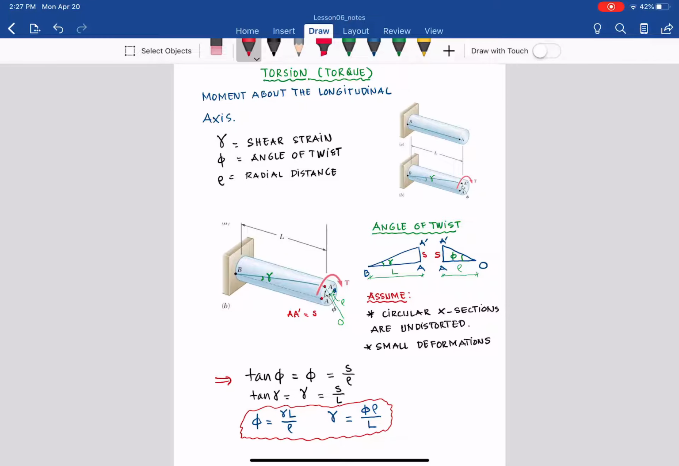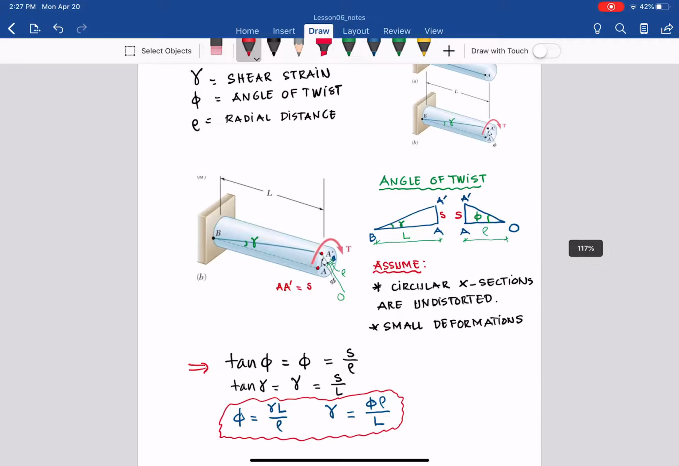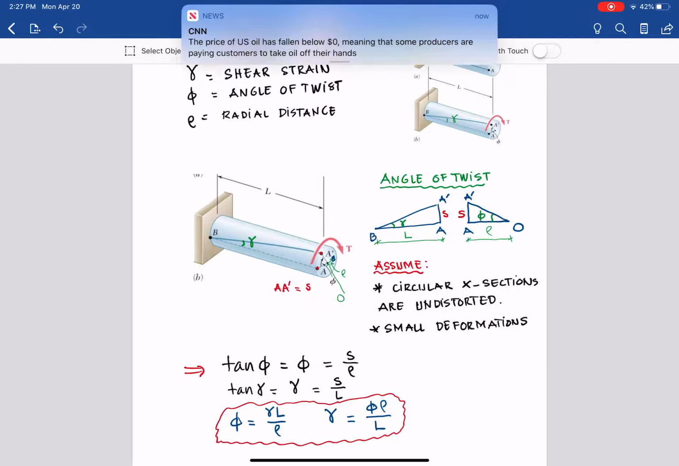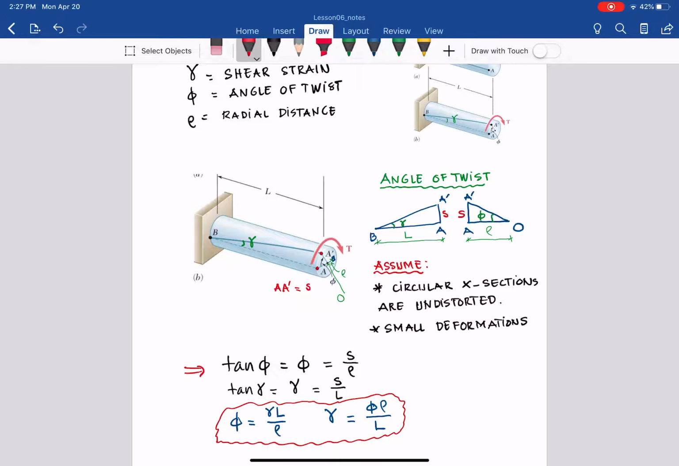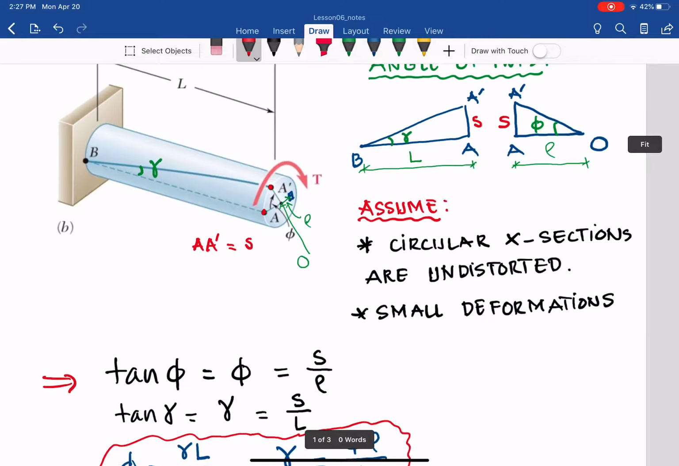Let's continue with the torsion lecture. In the previous part, we talked about the angle of twist, with the assumption that the member's circular cross section remains undistorted. Then we have two equations based on the two approximate triangles.